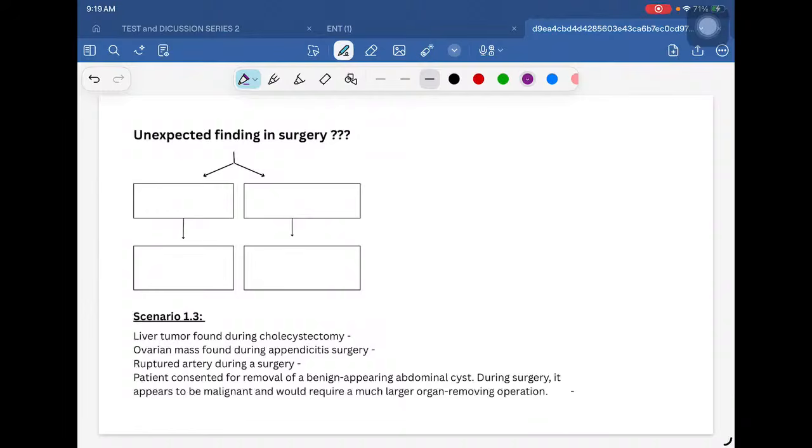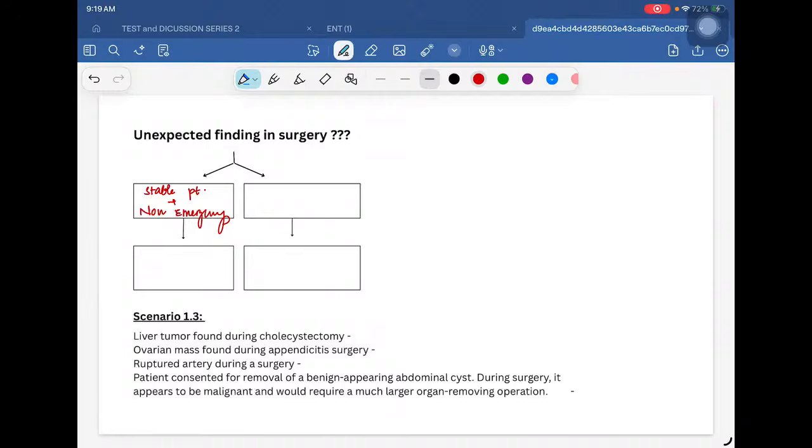Okay, now we have another interesting scenario. Let's talk about it. For example, you're doing a certain surgery, and when you cut open the abdomen or thorax, you find some unexpected finding. For example, if the patient is stable, and whatever finding you find is a non-emergency finding.